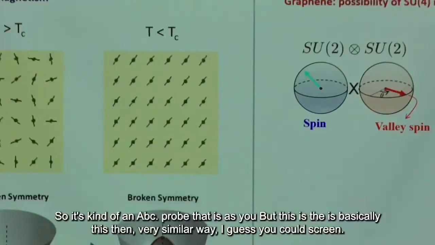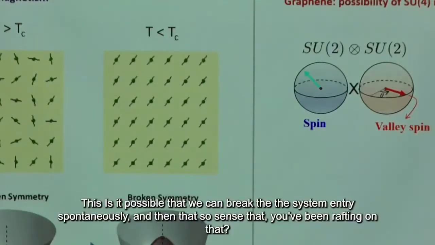And in a very similar way to the SU2 spin, we should think about the spontaneous symmetry breaking. Is it possible that we can break this symmetry spontaneously, and let these SU4 spins point in some direction? So in graphene, can we actually think about this spontaneous symmetry breaking of the SU4 spins, and what is the role of that?